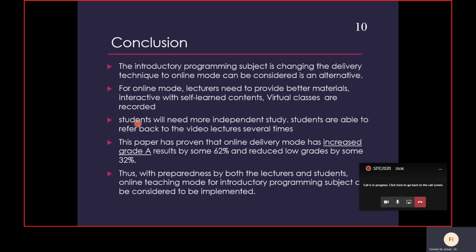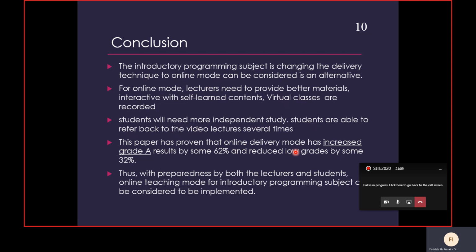On the other hand, students will need to be more independent in study, and for young generations, it is found that they have less retention power of the lecture if you do it face to face. Now that we are doing it in online mode, they get to refer back to the video lectures several times in order to understand better, and then they can refer to the video when they do exercises.